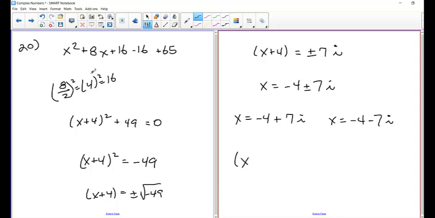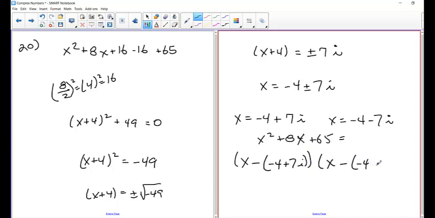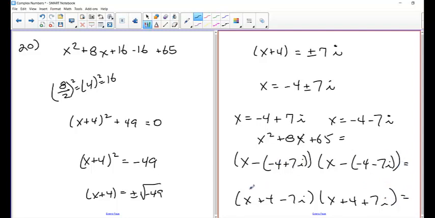Now the factored version of the original equation, x squared plus 8x plus 65, is x minus the quantity negative 4 plus 7i times x minus negative 4 minus 7i. So you take x minus the 2 zeros. And if I multiplied this out using FOIL, I would get x squared plus 8x plus 65. You could also write this as x plus 4 minus 7i, so I'm just distributing this negative to both of these terms, and then you'd have x plus 4 plus 7i. So either one of those is okay. I would just leave it in the form like this, the original one.